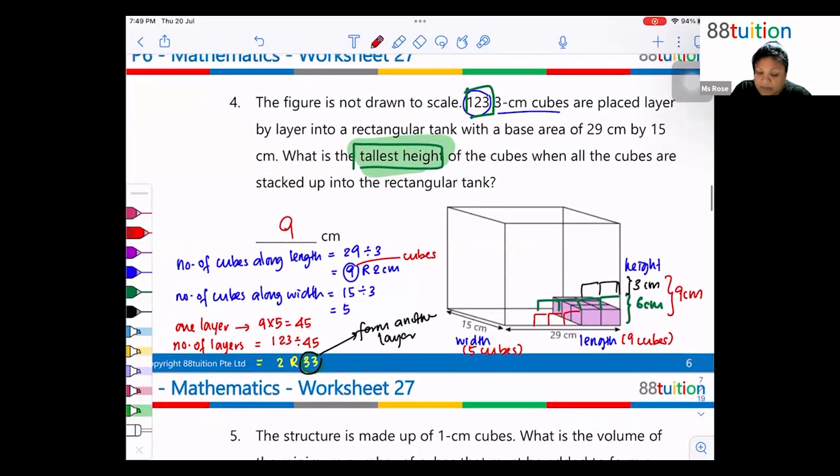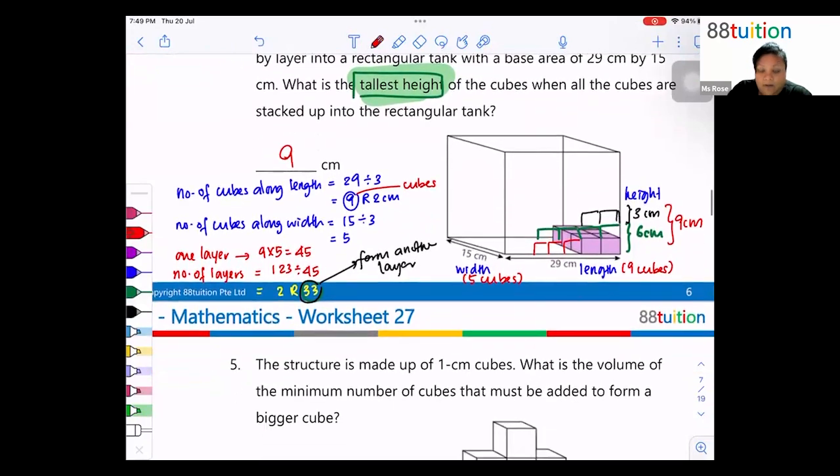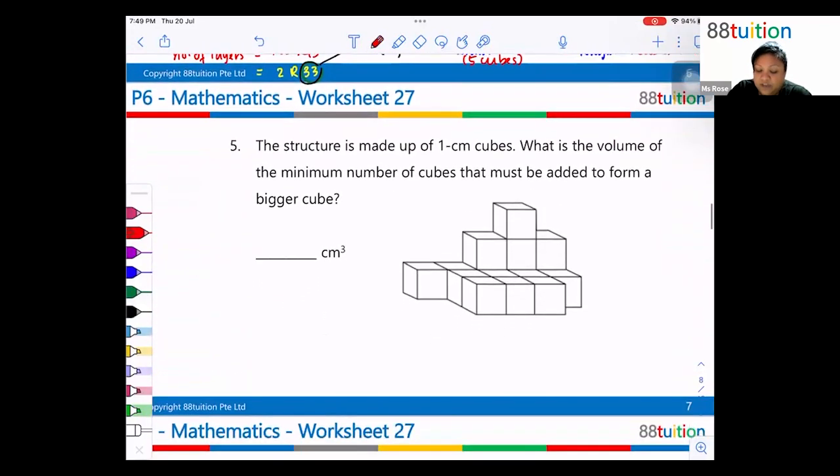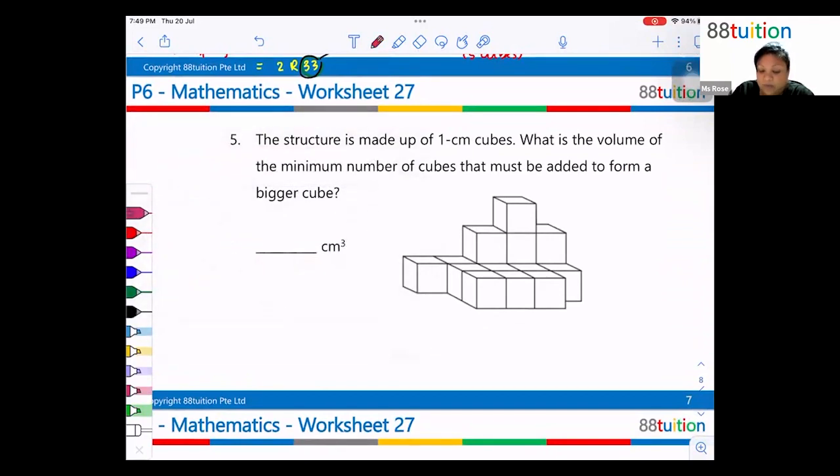Now, ready to go on to the next one? Okay, so the structure is made up of, again, you must know what the structure is made up of. They are made up of 1 cm cubes. What is the volume of the minimum number of cubes that must be added to form a bigger cube? Okay, now, without changing anything, that means, can you find what is the length? What is the greatest length here?